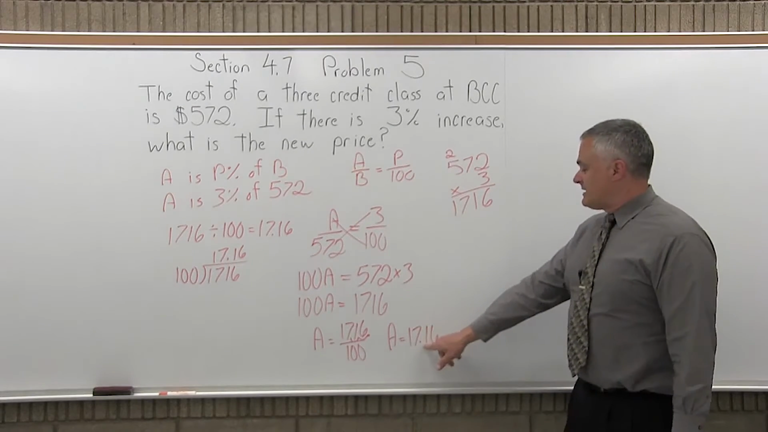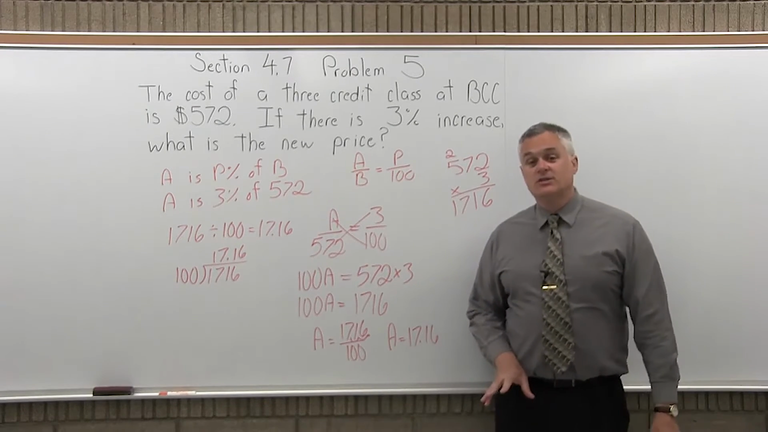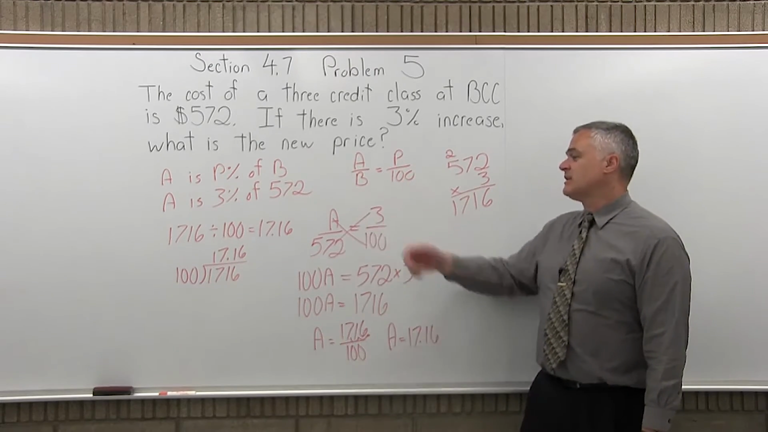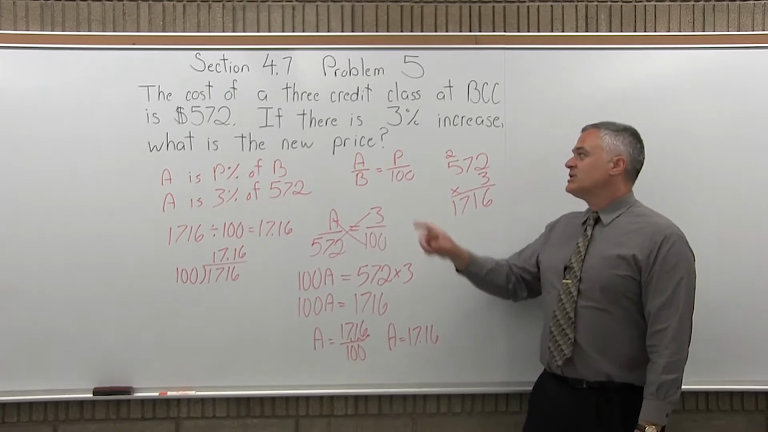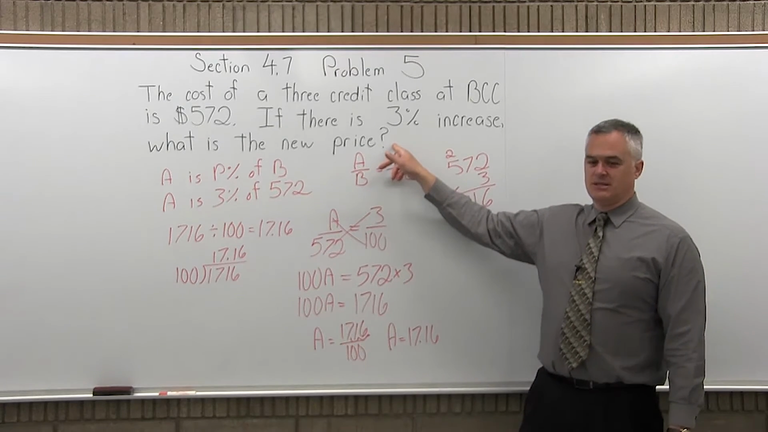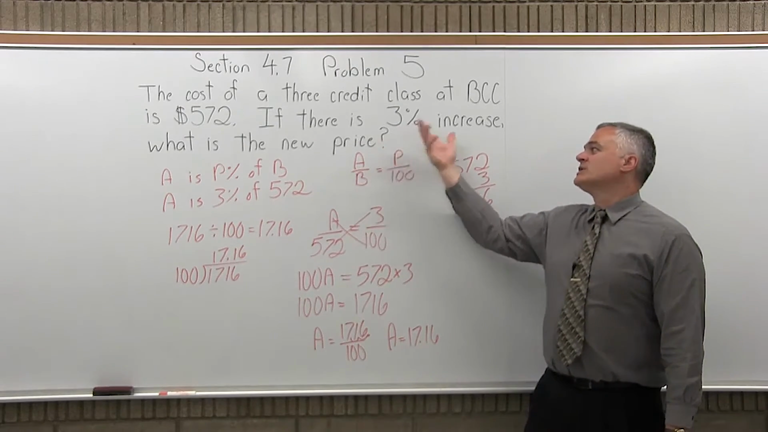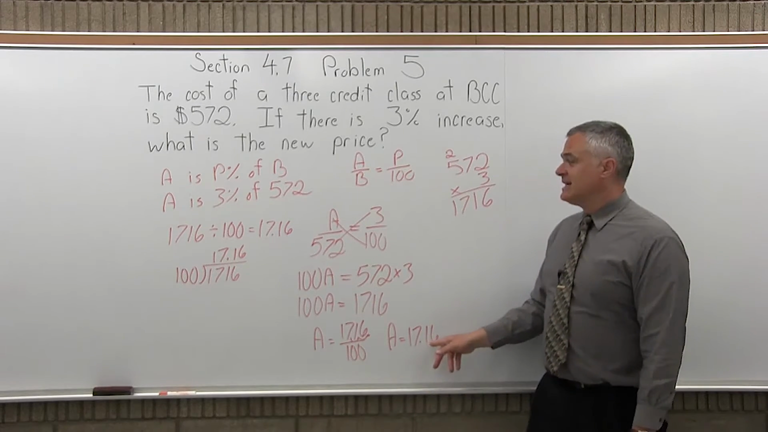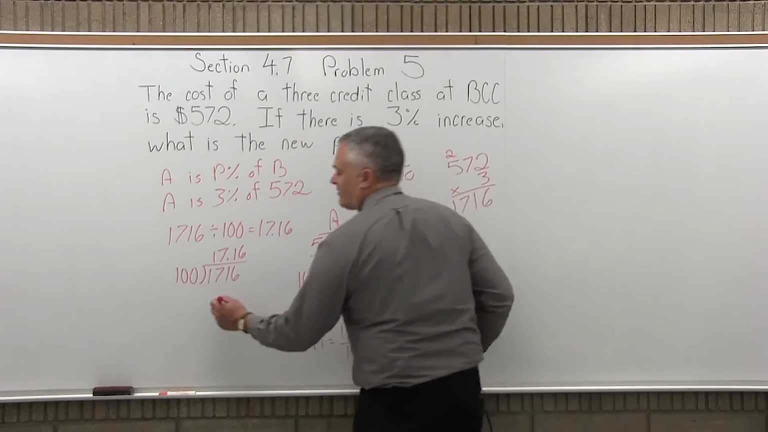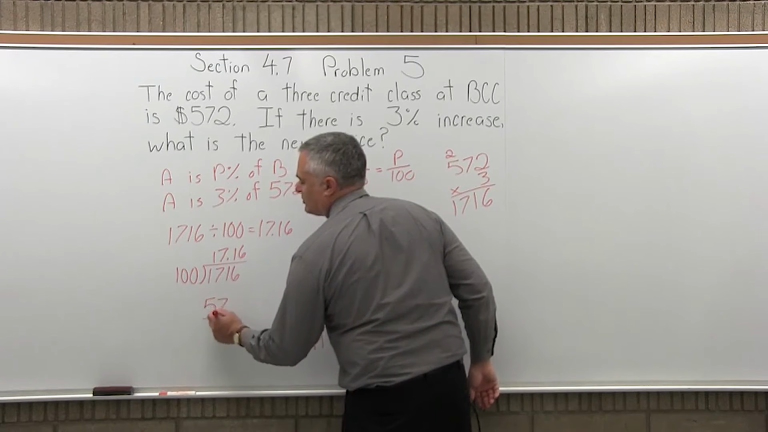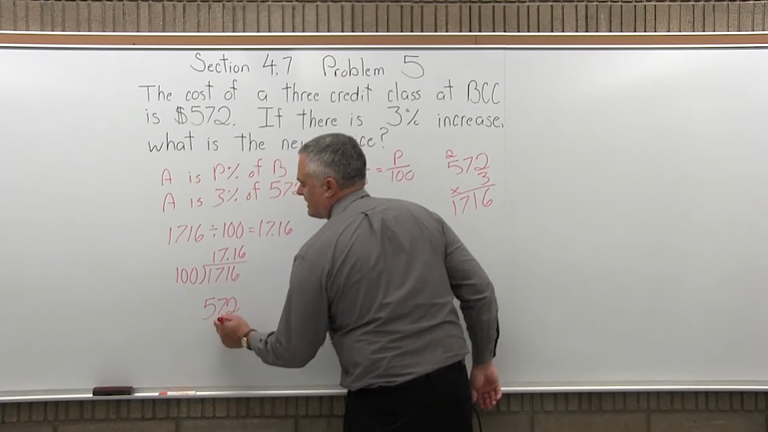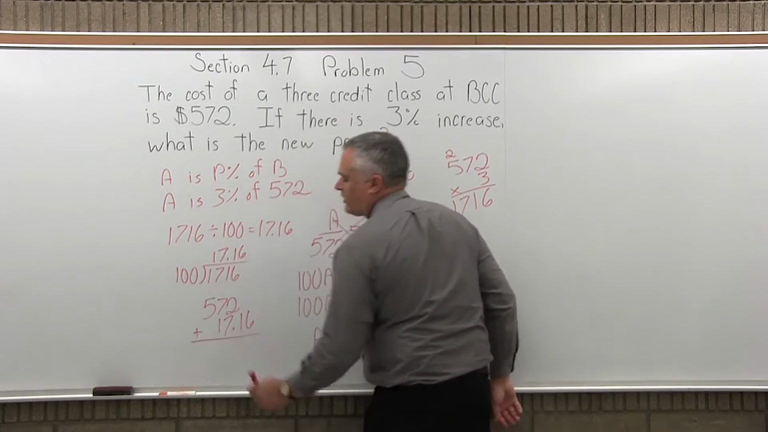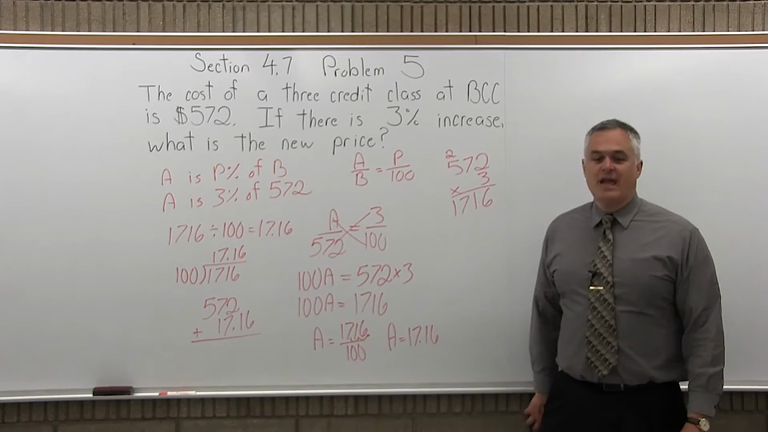So that's A. Now, that's not the answer to the overall question. This answers what is 3% of 572. But the question asks, what is the new price? So if the price goes up by 3%, it goes up by $17.16. So if we started at a price of $572 for a 3-credit class, and we increase that price by 17.16, I have to add it.